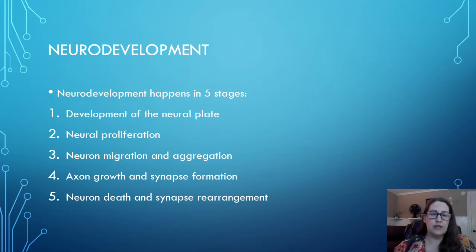So first, the differentiated cells that will form our nervous system become the neural plate. Then these neural cells proliferate. Then they migrate and aggregate. Then the axons grow and form synapses. And then finally, there's death of some of these neurons and rearrangement. So we're going to go through each of these 5 steps and talk about what's happening in each.